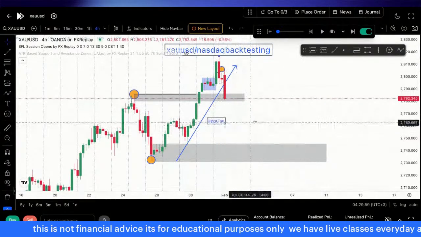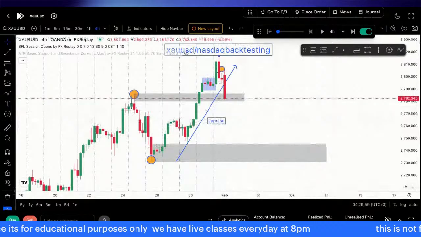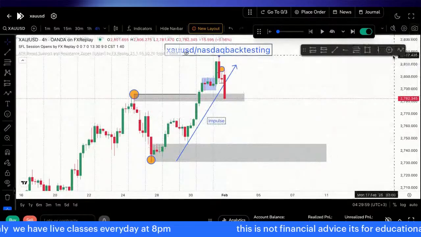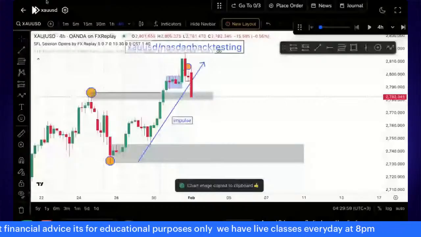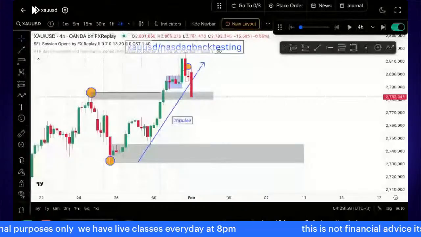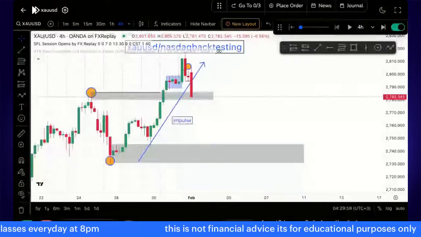Impulse move. I'm also going to collect these notes and update the notes in the Telegram, maybe for the guys in the challenge. I'm going to give these notes to the guys in the challenge because this is what we trade.